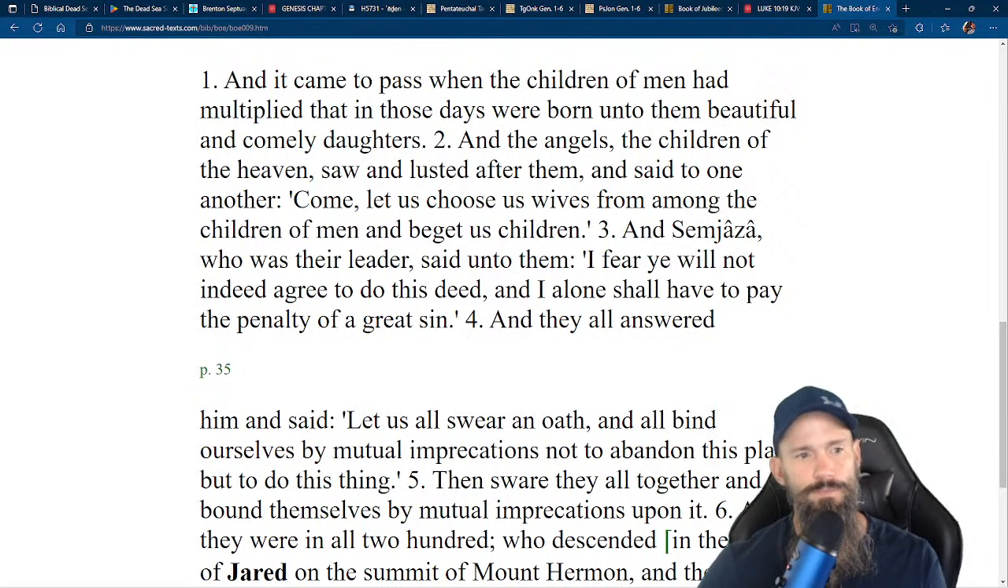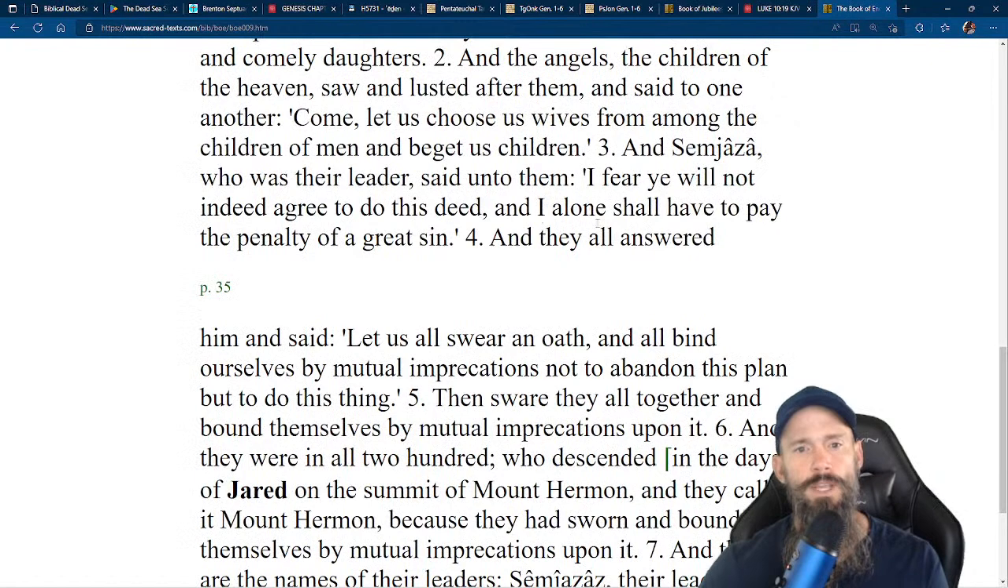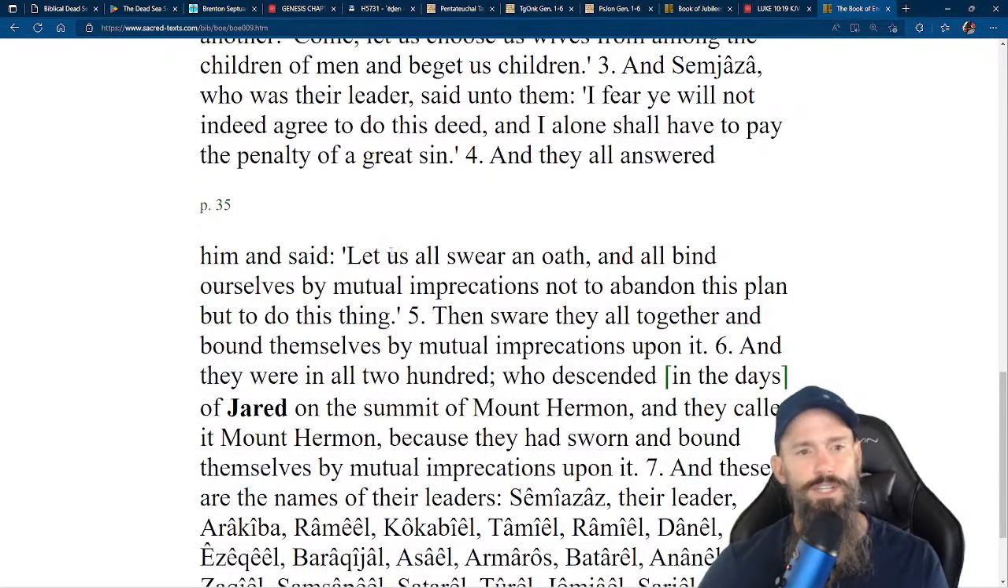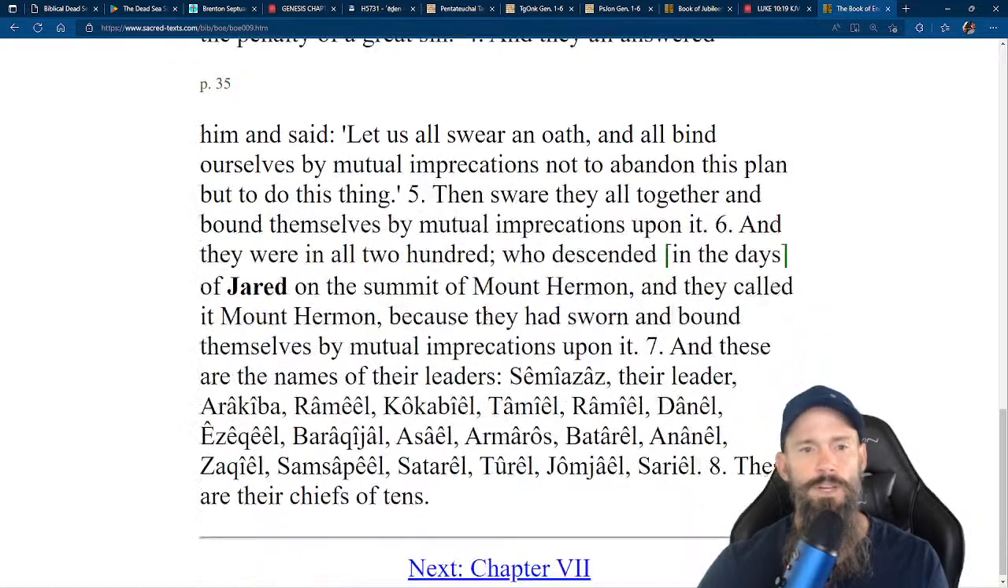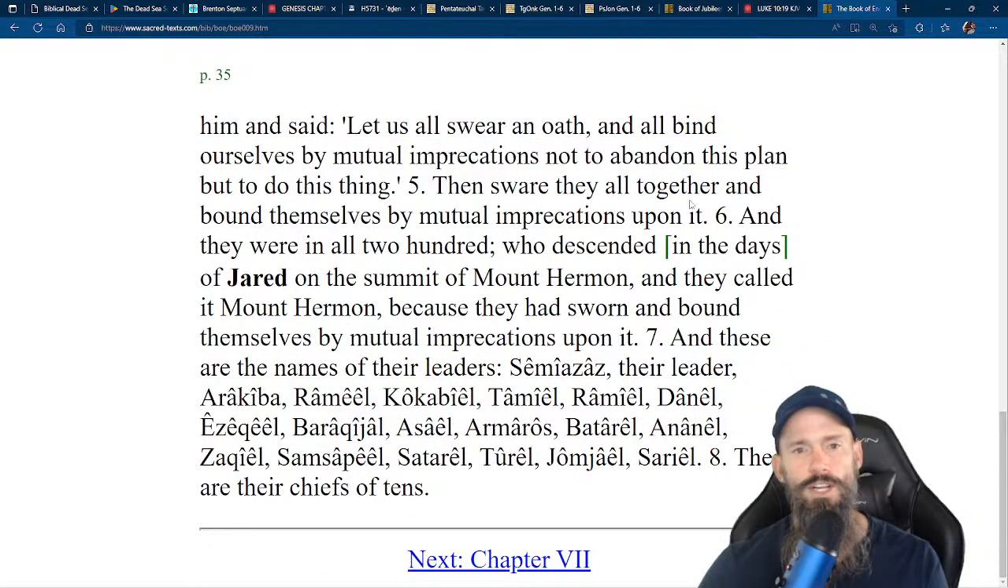And Semyaza, who was their leader, said unto them, I fear you will not indeed agree to do this deed, and I alone shall have to pay the penalty of a great sin. And they all answered him and said, Let us all swear an oath, and all bind ourselves by mutual imprecations, not to abandon this plan, but to do this thing. Then swore they all together, all the fallen angels, and bound themselves by mutual imprecations upon it. And there were in all 200 who descended in the days of Jared on the summit of Mount Hermon, and they called it Mount Hermon because they had sworn and bound themselves by mutual imprecations upon it.